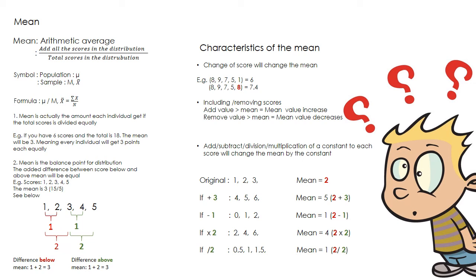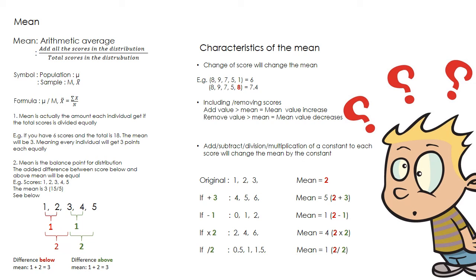Next is, interestingly, when you add, subtract, divide or multiply by a constant on each score, the mean will change by the constant. So what do we mean by that? Let's say the original scores that you have are 1, 2 and 3. What will be the mean of it? 1 plus 2 plus 3 is 6, divided by 3 will be 2. So this is the mean for this original data.